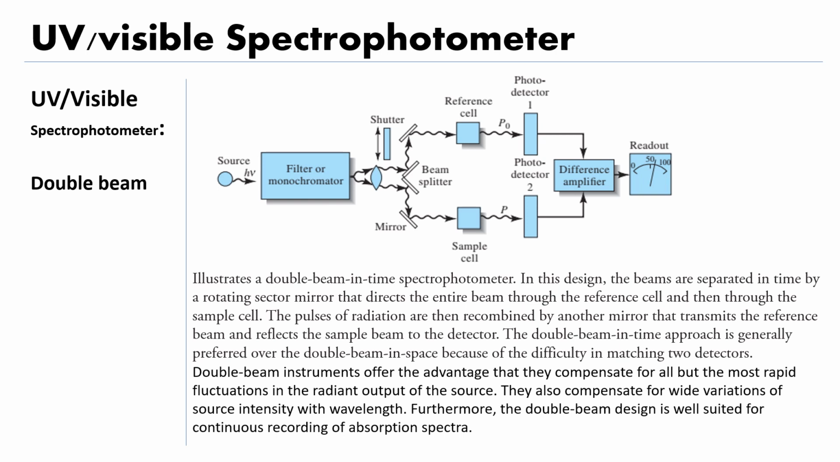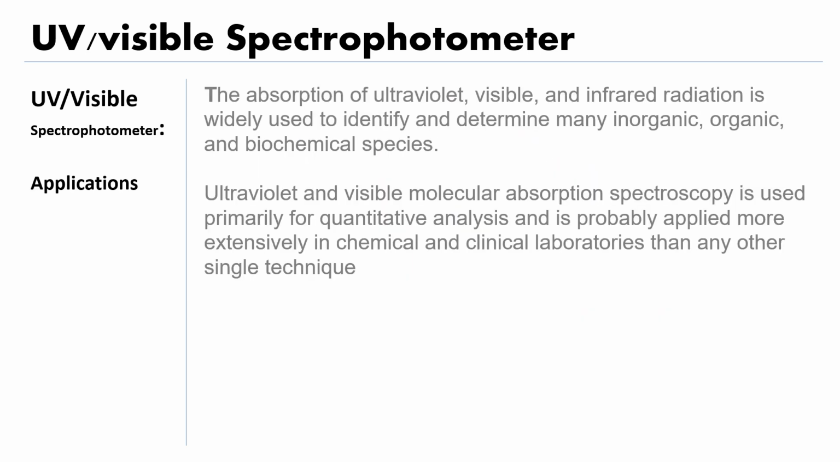This double beam spectrophotometer offers the advantage that it gives you direct, continuous and quantitative recording of the sample. So we have seen the different components of the ultraviolet visible spectrophotometer, and there are two types: one is called the single beam spectrophotometer, and the other is called the double beam spectrophotometer.